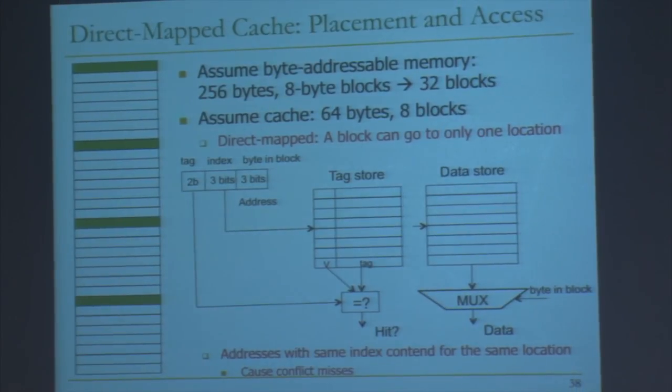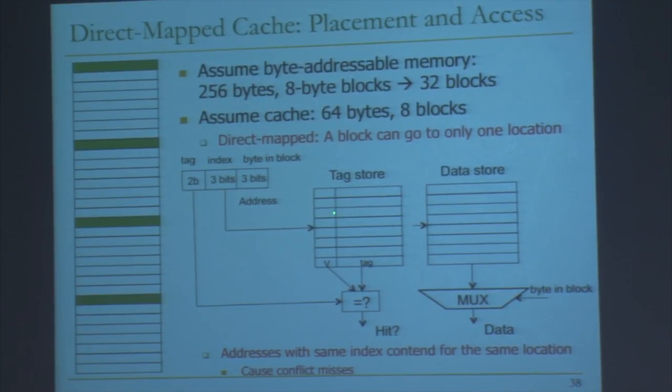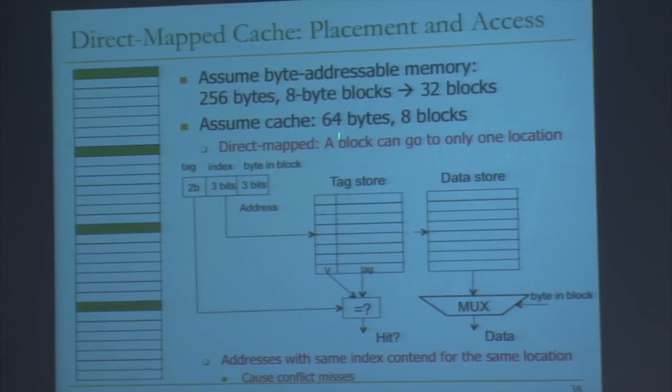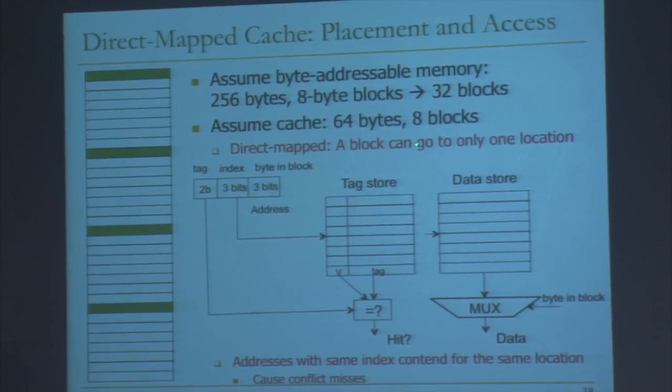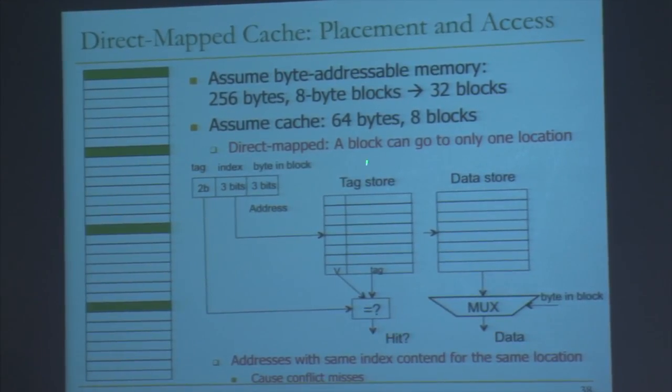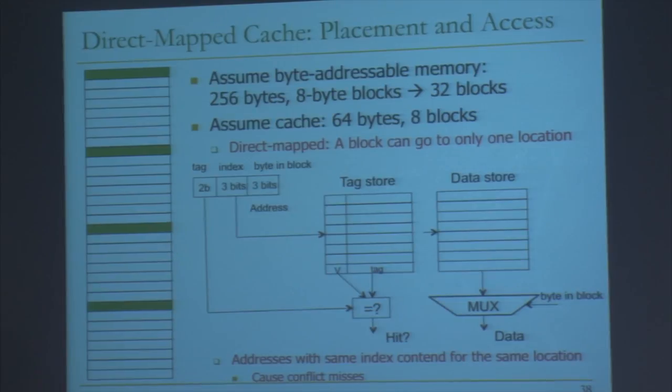Okay? And this is the same example that I showed you over here. I didn't show you the memory over here, but with 8-byte blocks, and 8 entry cache or 64-byte cache, this is what you get. Okay?